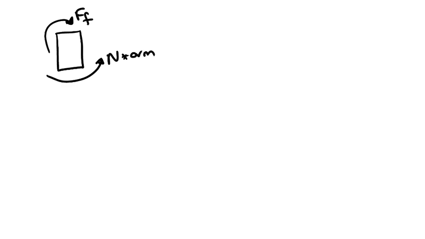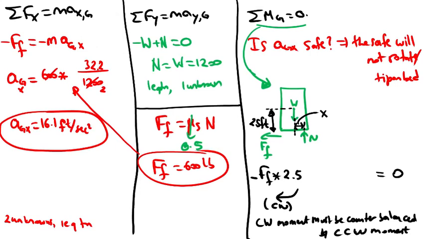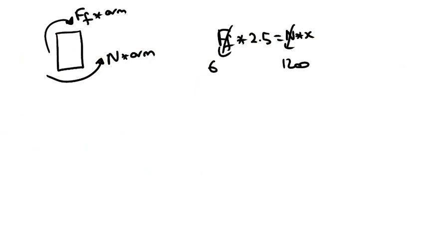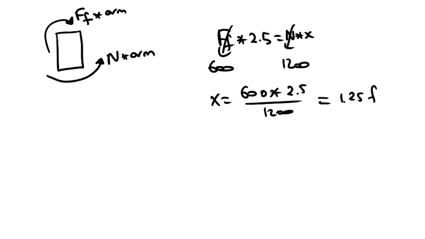That's force times arm. This is what we have as a result: F_f times 2.5 equals N times x. N is 1200, F_f is 600, then x will be 600 times 2.5 divided by 1200. And that will be 1.25 feet.